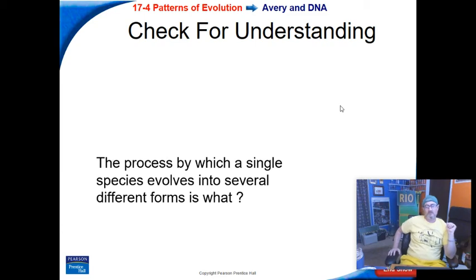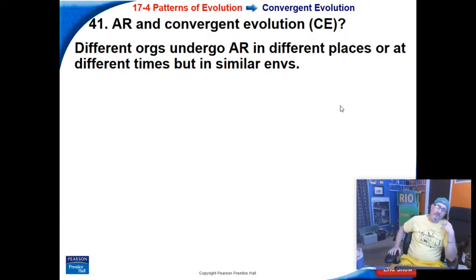Okay, the process by which a single species evolves into several different forms. What do we call that? Let me take a look at number 39 and 40. Yeah, that is adaptive radiation. Very nice. Okay, so adaptive radiation and convergent evolution.